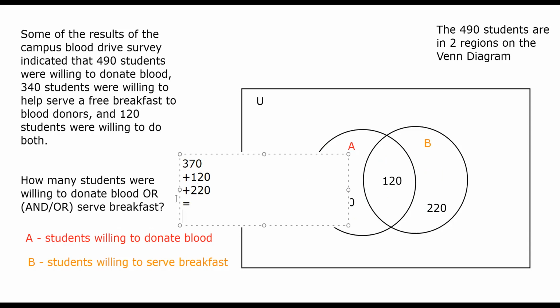And okay, I put on my mental math hat. 370 plus 120 is, yeah, it's 490. 490 plus 220 is 690 plus 20, 710. So there's 710 total people that are going to be involved with this blood drive in some way. Serving breakfast, serving blood. It's kind of a gross way to say it. And also just doing both. We're going to have some people who do that.